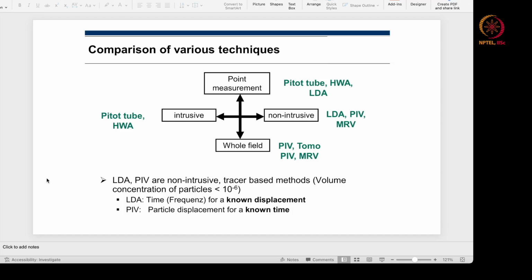All right. So the comparison of the different techniques will be as follows. For point measurement, you have pitot tube, hot wire anemometry, and laser Doppler anemometry, or LDV.